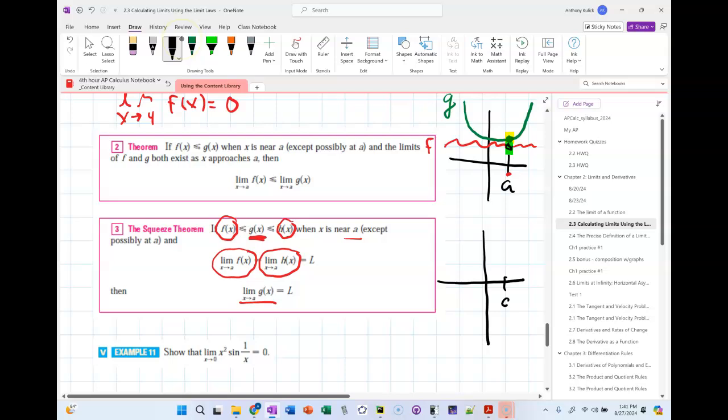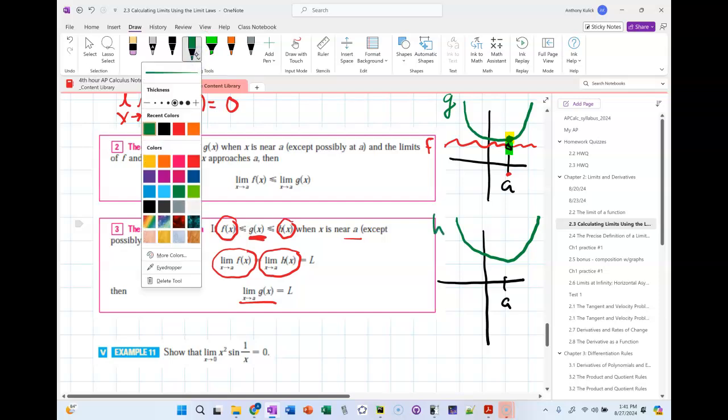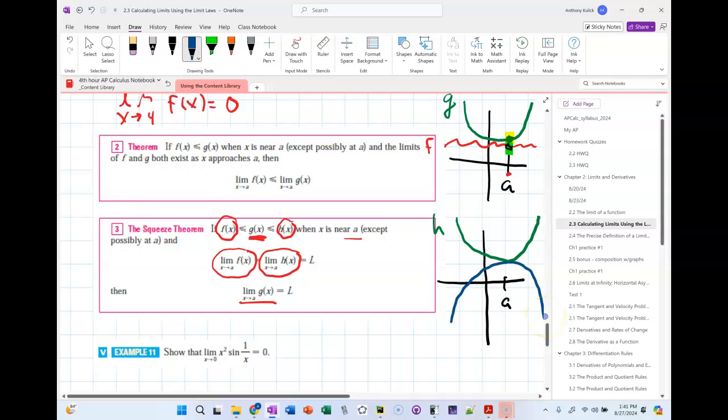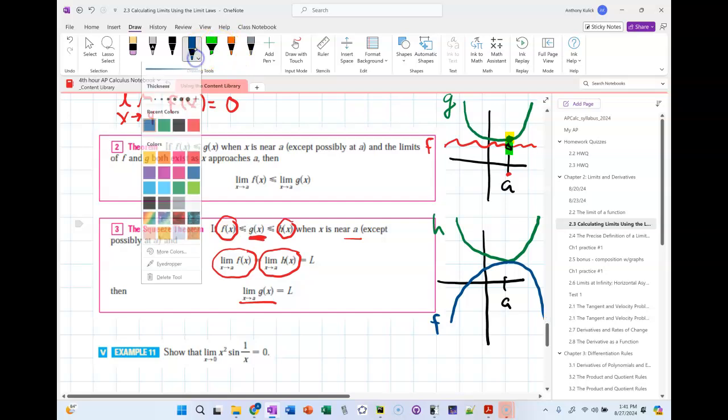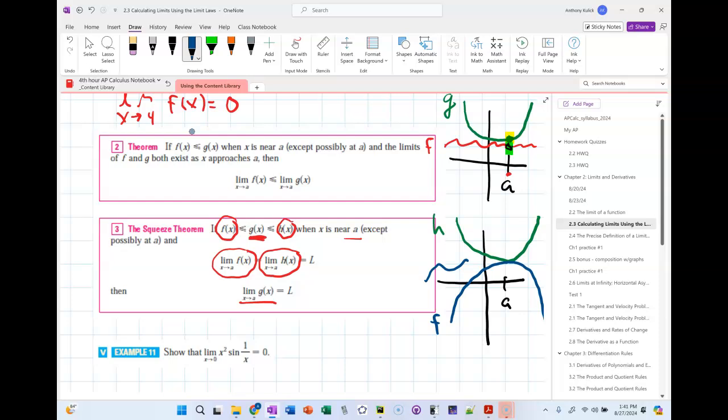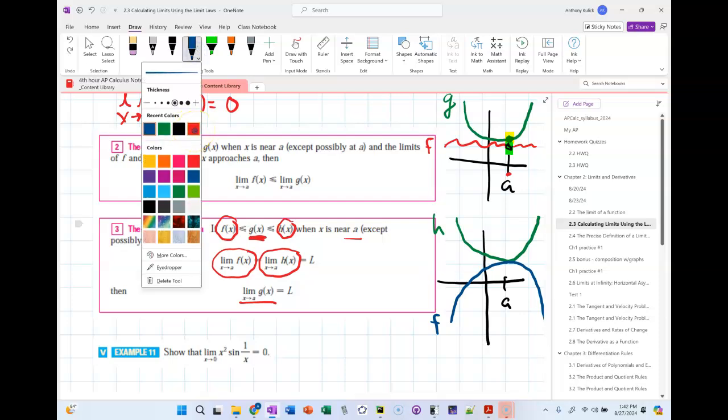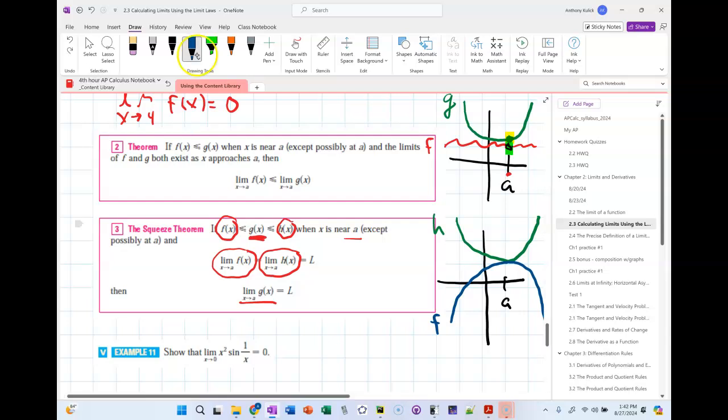let's say that's a there. Let's say that this is h, and let's call this one f, and let's say that this is g.